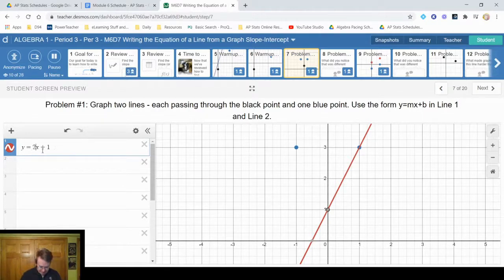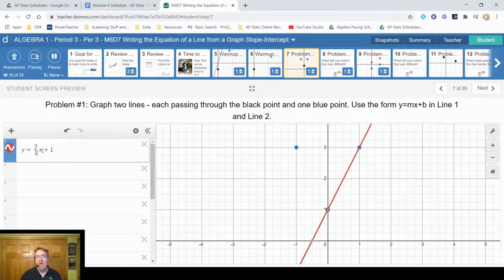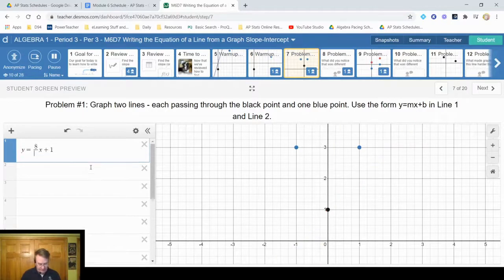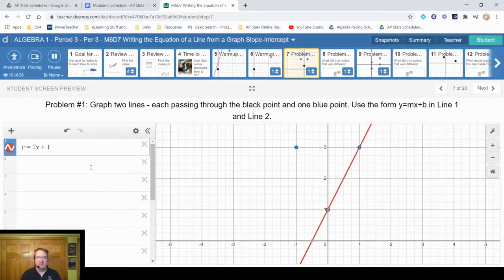Now, if you ended up, Mr. Hayes, what happens if I wrote down 2 over 1? Hey, it still works. What happens if I counted these little blocks and I went up 8 and over 4? I don't know. Let's find out. Equals 8 over 4. Hey, it works. Okay. So that's again, the nice thing about doing this is that when you get instant feedback, you immediately know, do I need to change something?